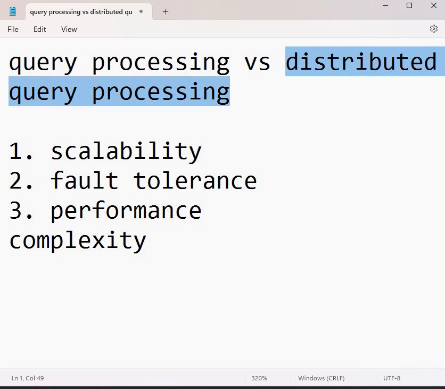So I hope you understand the differences between query processing and distributed query processing. And specifically, if you want to work with databases, if you want to make a career in this field, you need to understand the difference, because databases continue to evolve to handle a vast amount of data, and it's all about choosing the right approach for your specific needs.